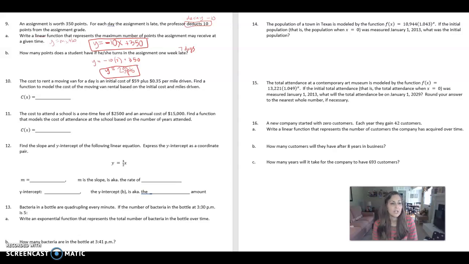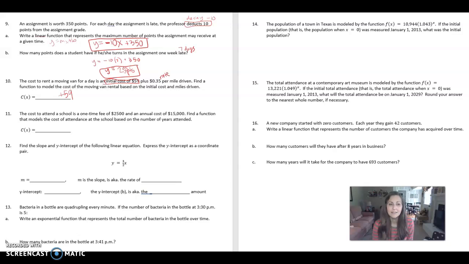Number 10, the cost of renting a moving van for a day is the initial cost. Okay, keyword, initial cost. This is your starting value. So I already know that's my B. I can go ahead and put 59 at the back because I know 59 is my starting value. It's my B. It's my y-intercept. Plus 35 cents per mile. Well, this is the rate.